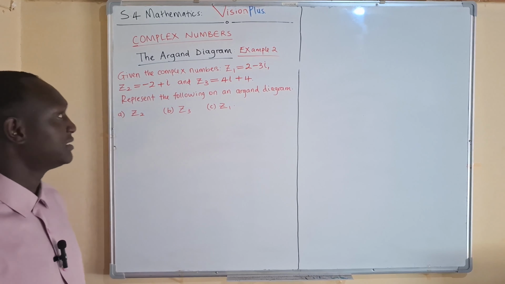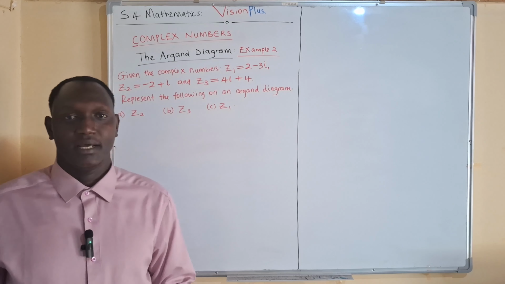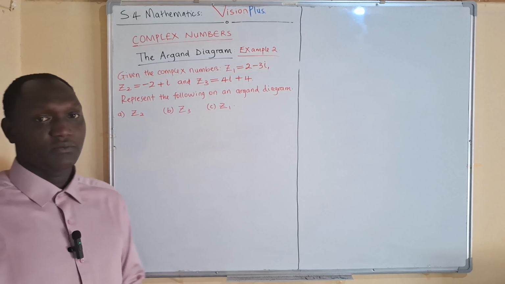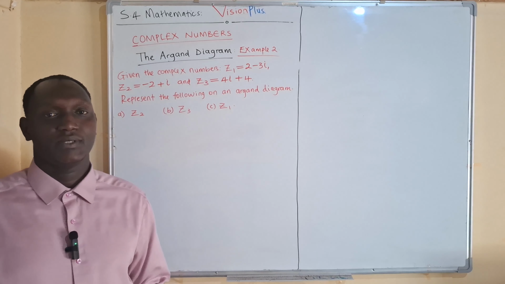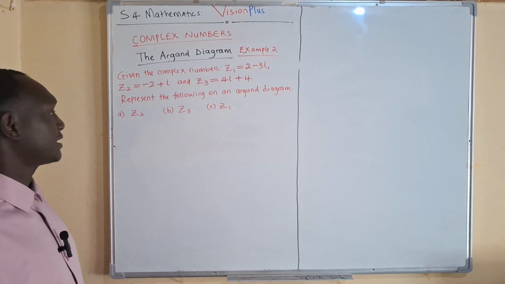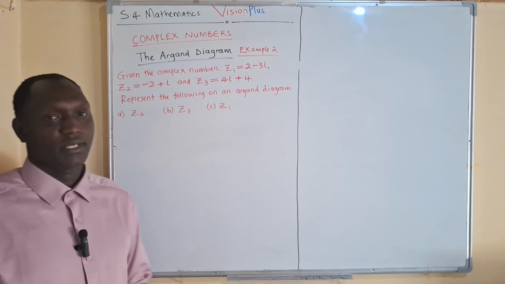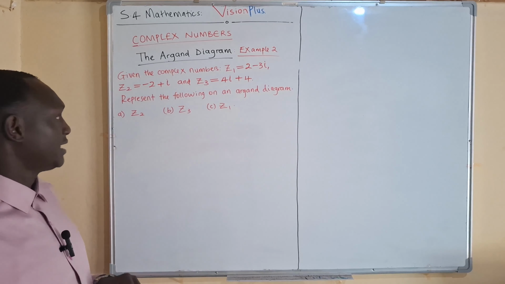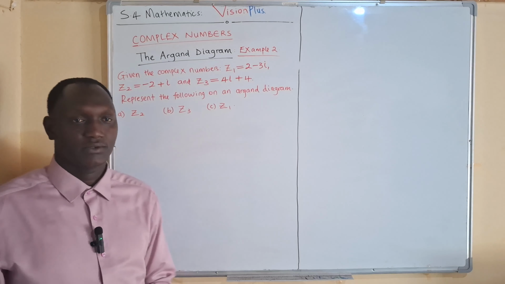We are now looking at the Argand diagram and we are doing example 2. Example 2 says that we are given three complex numbers Z1, Z2 and Z3, and then they're asking us to represent the following on an Argand diagram. Part A says that we need to represent Z2.